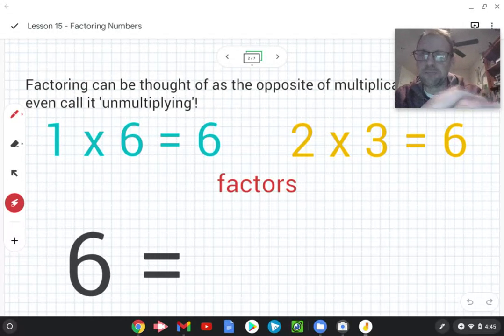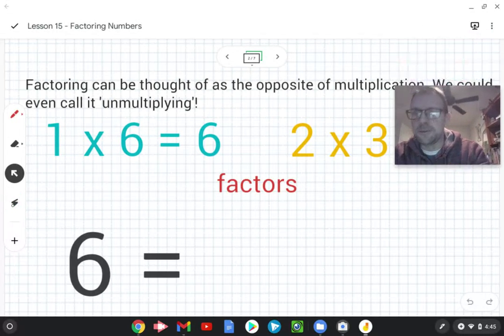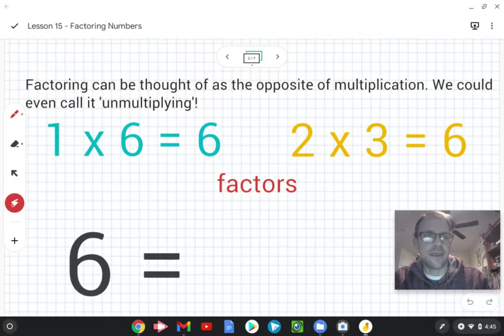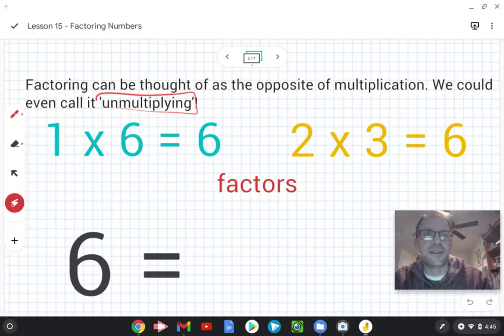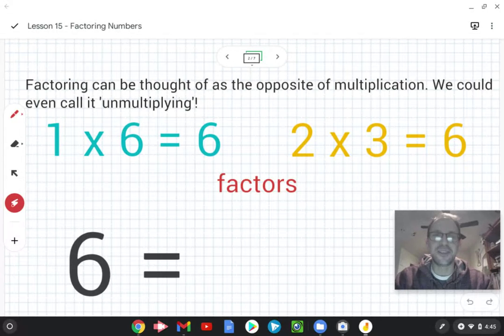Well, to begin, factoring, let me move myself out of the way here. Factoring can be thought of as the opposite of multiplication. We can even call it unmultiplying. So what does that mean? Well, let's just take a look at multiplication.